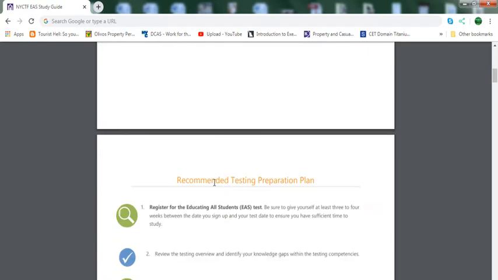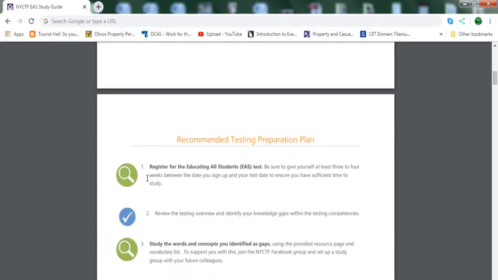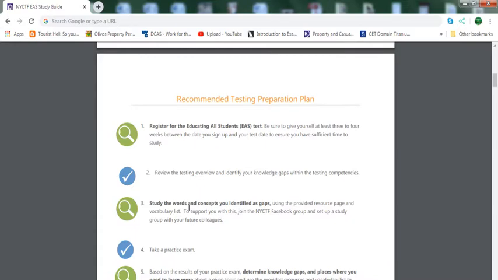So this is a recommended testing preparation plan. First of all, in order to take any test, you have to register. Be sure to give yourself at least 3 to 4 weeks in advance before you sign up for the test date, to ensure you have sufficient time to study. These tests are not easy. They are basically based on how much you know and what qualification you have. So keep that in mind. These tests will be based on how much information you studied.